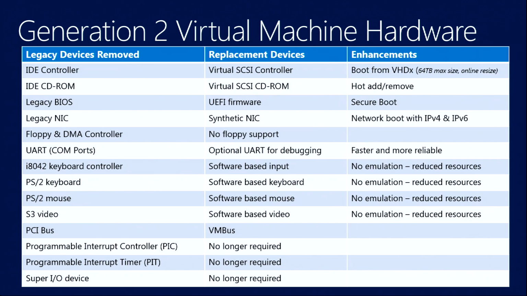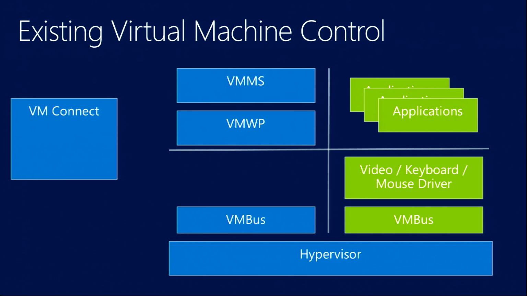You should really try this out. Set up a Generation 1 and a Generation 2 virtual machine side by side. Start the OS install at the same time. The Generation 2 one finishes way before the Generation 1 virtual machine. But for day-to-day running, there's not really that much of a difference.